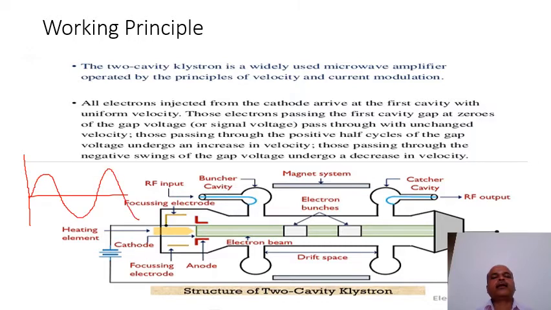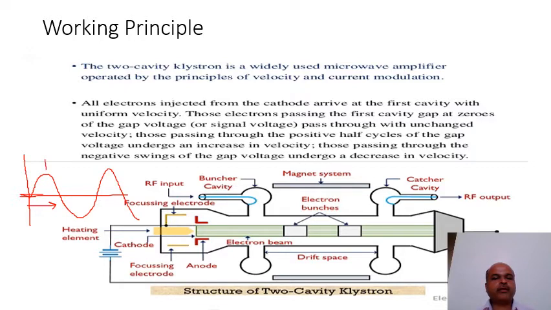Okay, the first case is when the gap voltage or cavity gap is zero. Electrons pass with unchanged velocity. Means when the gap voltage is zero, electrons pass directly, there is no change in velocity. Then those electrons pass through the positive half cycle of the gap voltage.